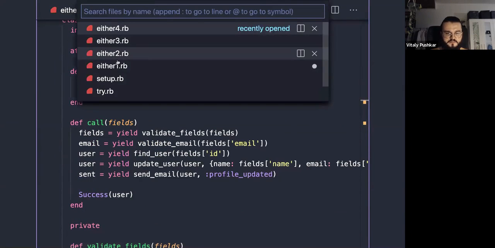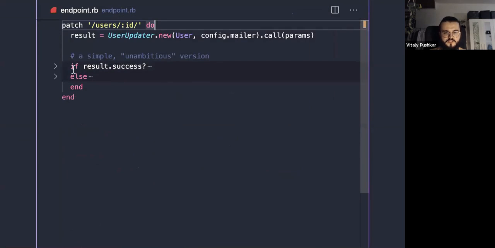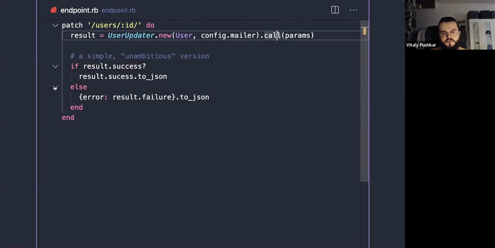And in the end, in your endpoint, it will look something like this. You instantiate the class with the dependencies, then you call the call method with parameters. In this case, it's ID and name or email. And then you need to do an extraction of the result, because right now it's a success or failure. And you need to check if it's a success, you can extract the success object and do whatever you want with it. If it's an error, extract the error.